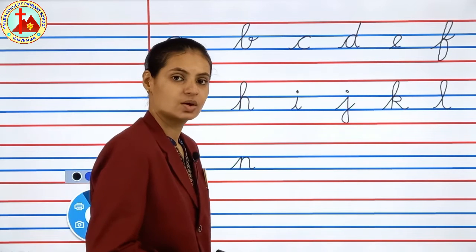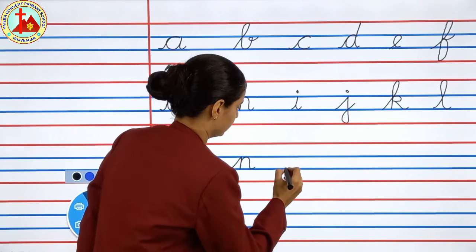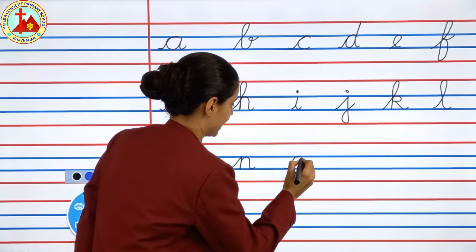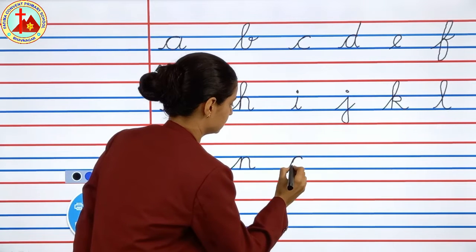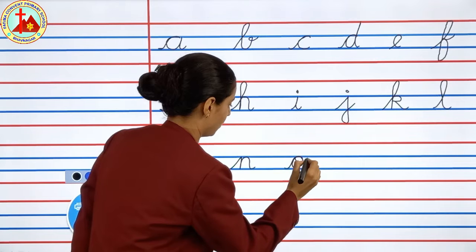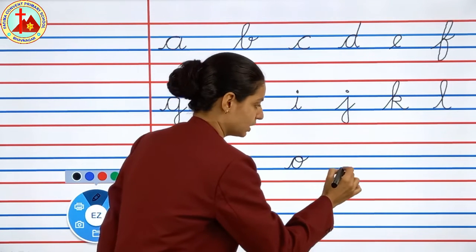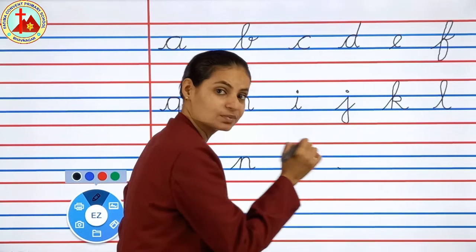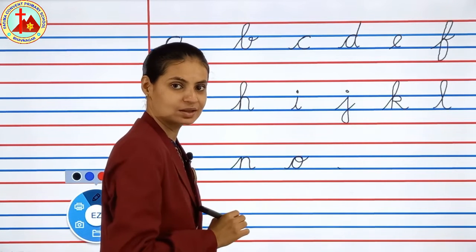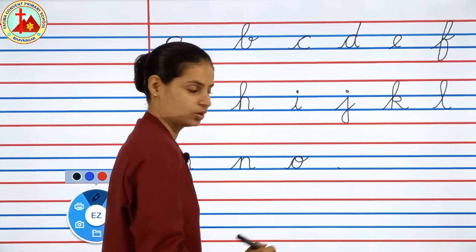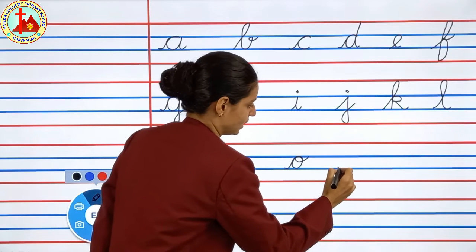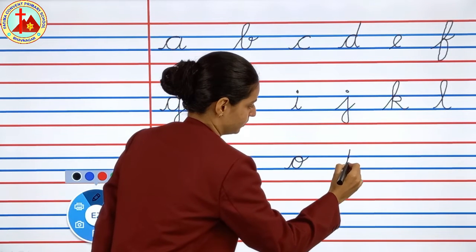Next is O. Cursive small o. Start with a curve. After O, which is the next letter? Q. Am I right? No. The next letter is P. After O, letter P we have to write. P.